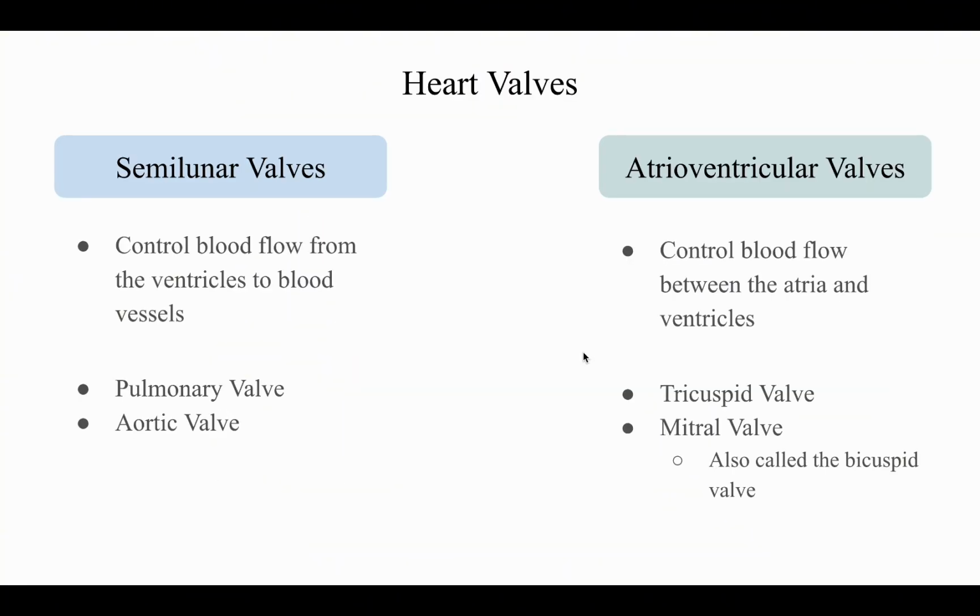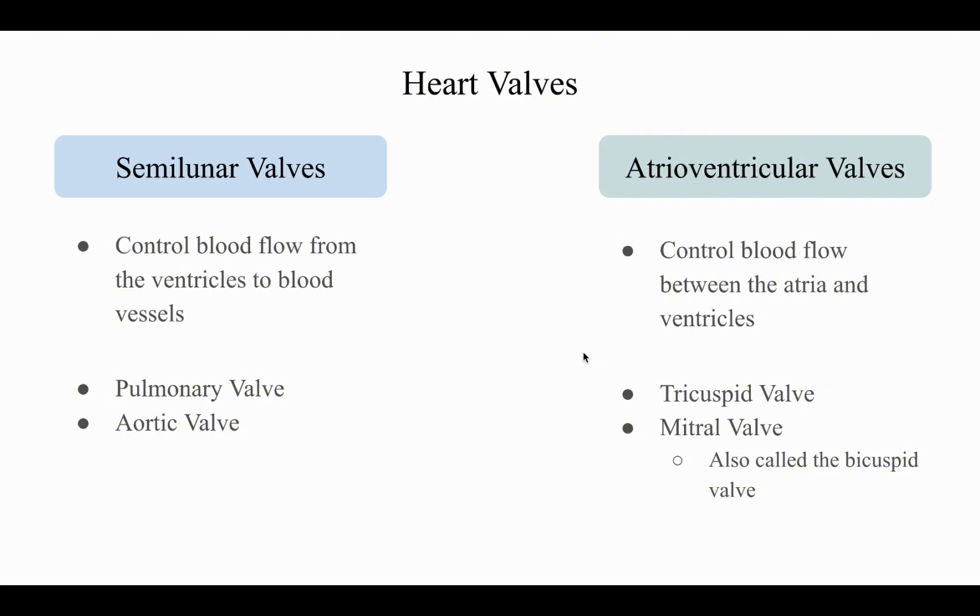Now, you may have heard or will hear the heart valves be referred to as something else. There are two main categories. We have the semilunar valves and the atrioventricular valves. The semilunar valves control the blood flow from the ventricles to the blood vessels. So in the previous diagram, this would be the pulmonary valve and the aortic valve. And then the atrioventricular valves, as the name implies, control blood flow between the atria and the ventricles. So the two we have are the tricuspid valve and the mitral valve.